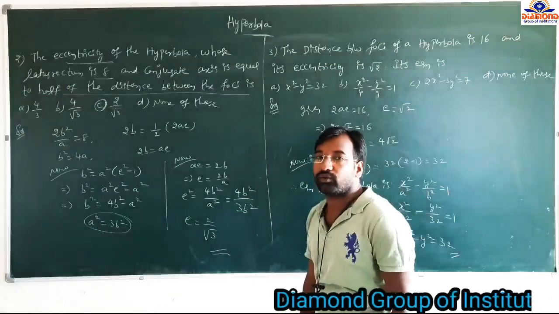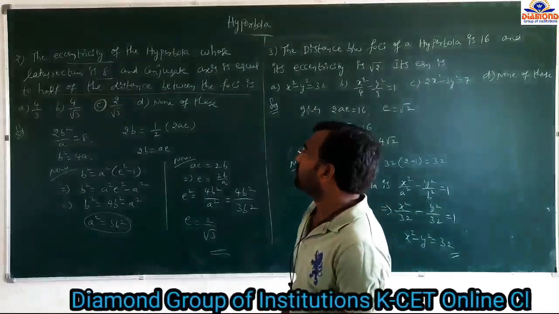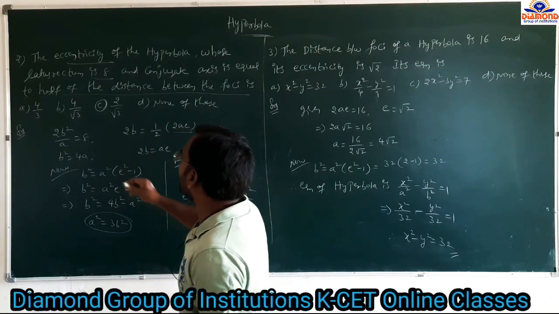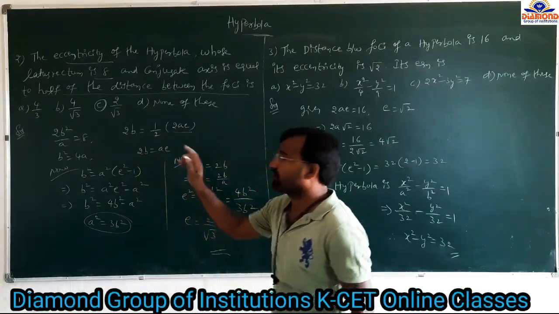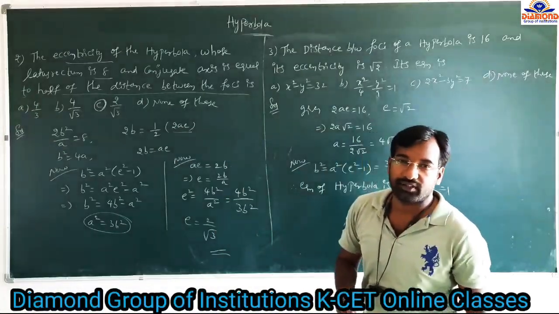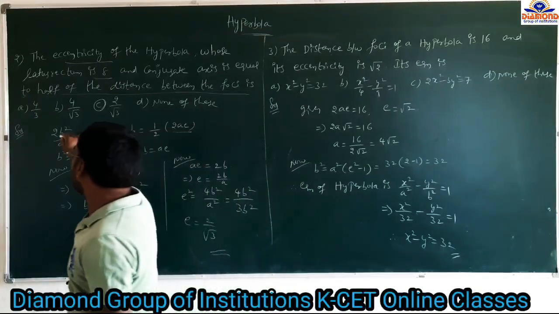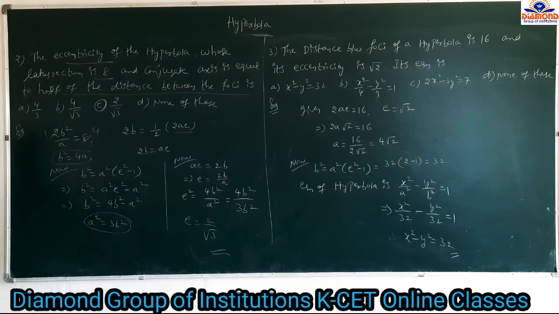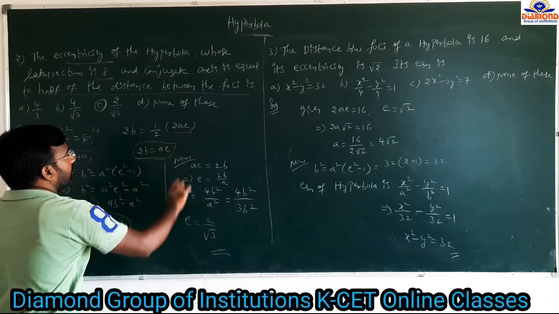Distance between the foci is 2AE, length of conjugate axis is 2B. So the given condition is 2B equal to 1 by 2 of 2AE. Next, length of latus rectum 2B square by A equal to 8. By using these two relations, you have to find the eccentricity of the hyperbola. So from here, you get b square equal to 4a. Next, 2b equal to 1 by 2 of 2ae is nothing but 2b equal to ae.